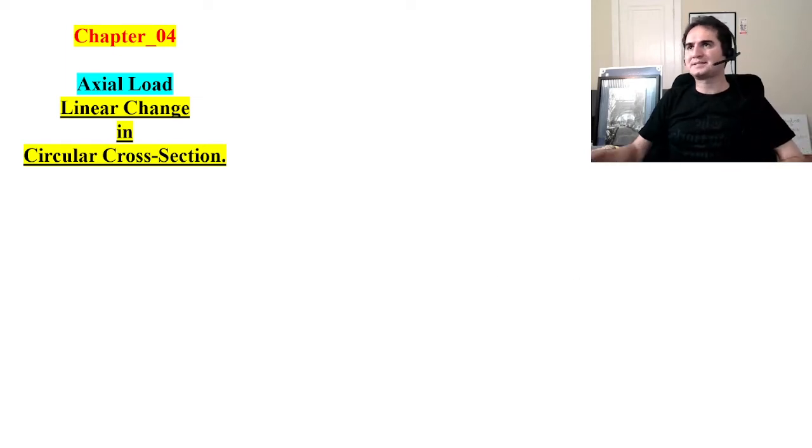Chapter 4, Axial Load, Linear Change in Circular Cross-Section.